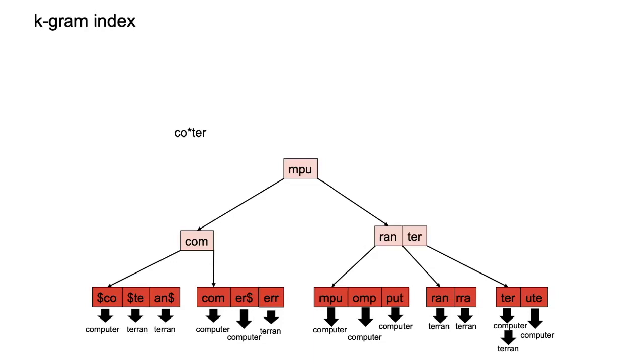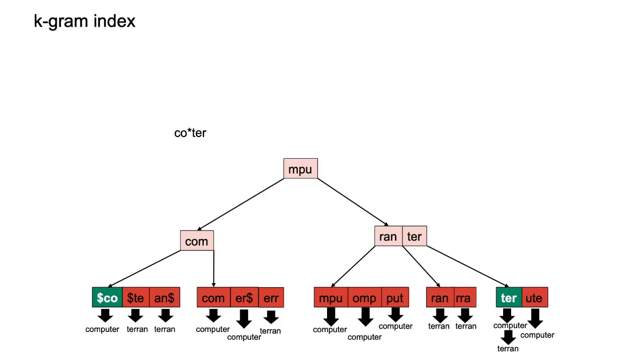But if we do it with k grams, can anybody give me the k grams that we could be looking for in order to prefetch a few solutions for that query? Could have false positives, I don't mind, but what k grams would you look for in order to answer that query? Yes? $CO and TER indeed. A third one? Yes? ER dollar, exactly. Yes, exactly. ER dollar you could also look for. Yes, and somebody on Zoom agrees as well. All right.